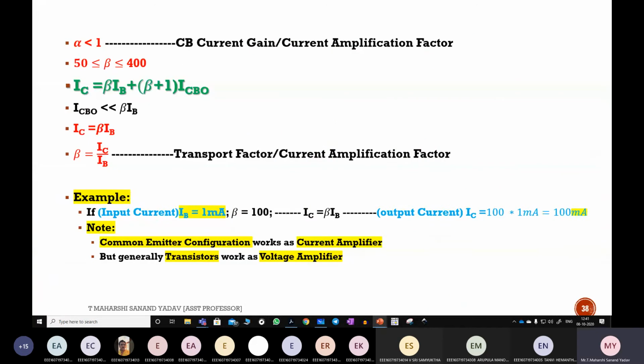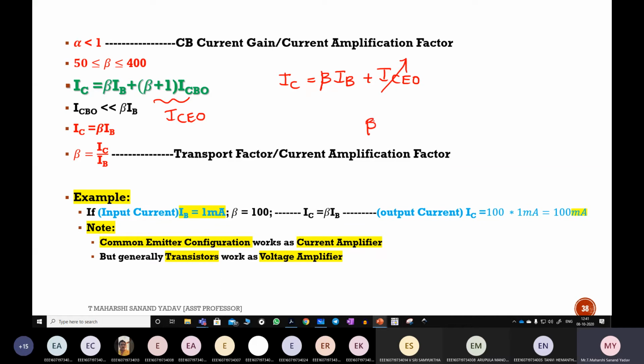At the end, I got this relation: IC is equal to beta IB plus ICB naught. So I can write (1 plus beta) into ICB naught as ICE naught. So the end relation is something like this: IC is equal to beta IB plus ICE naught. So here the amplification factor is nothing but beta.